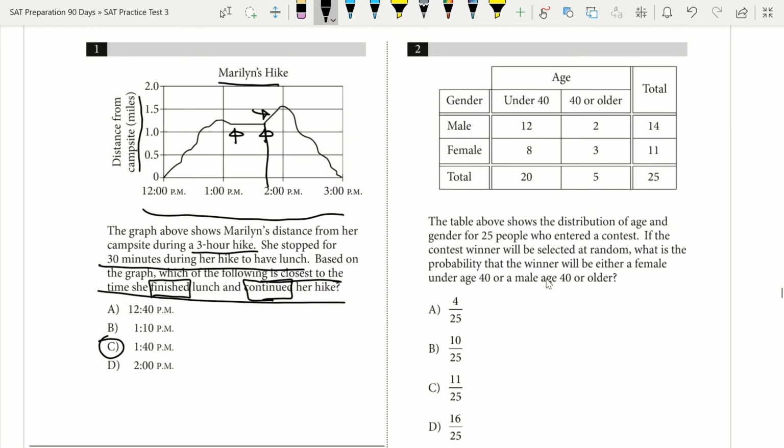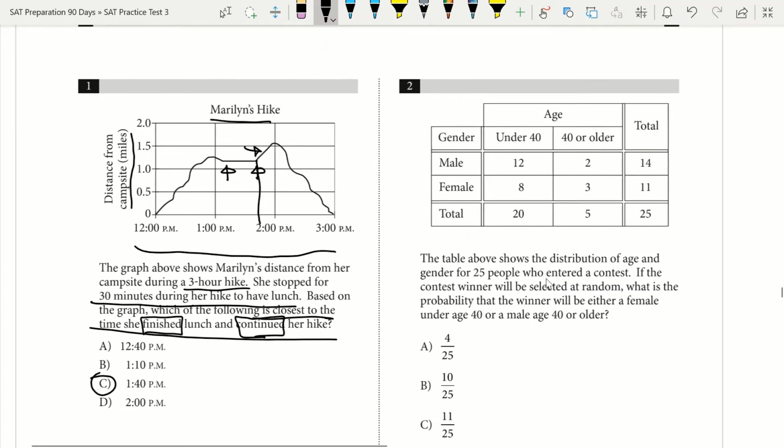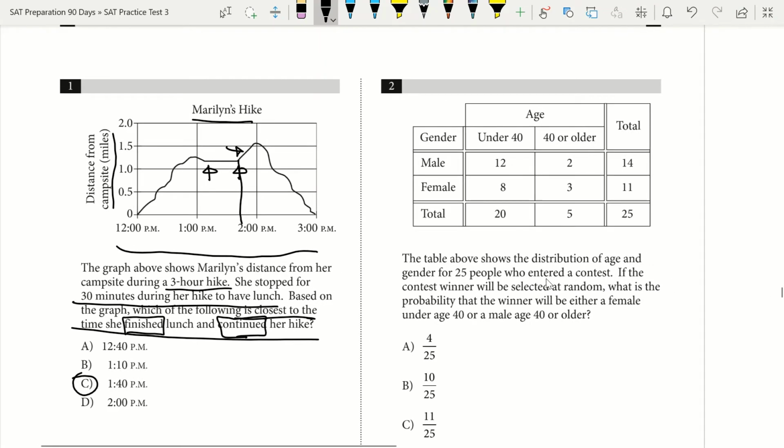All right, question 2. The table above shows the distribution of age and gender for 25 people who entered a contest. If the contest winner is selected at random, now make sure you always pay attention to how the winner is being selected, because sometimes it will have a criteria. For example, it could be if a female-only winner is selected at random, or a male-only winner, or an under 40 or 40 or older winner. So always make sure you're paying attention to that if statement as well. If statements are important on the SAT math section.